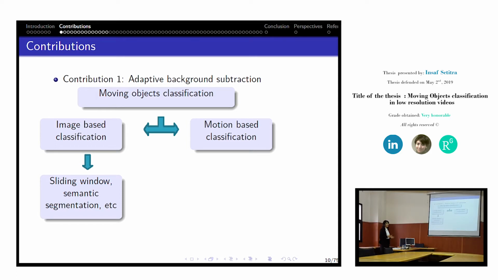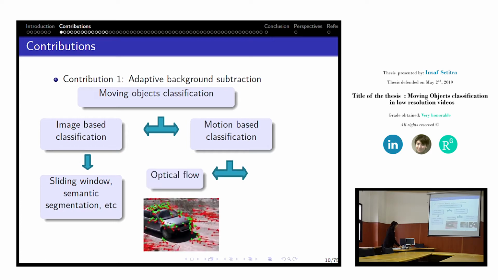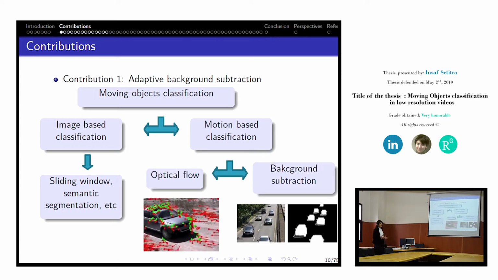In motion-based classification, only moving objects of the video are highlighted. This is done either using optical flow or background subtraction. Optical flow predicts motion vectors for each pixel in each frame. It has an advantage that it can be applied even when the camera is moving. However, it is time-consuming. Background subtraction algorithms take as input a sequence of images and return as output binary masks where only moving objects are highlighted.